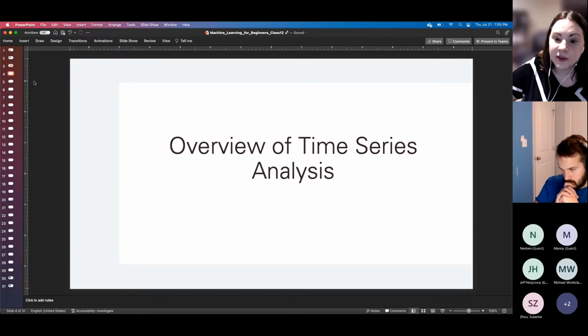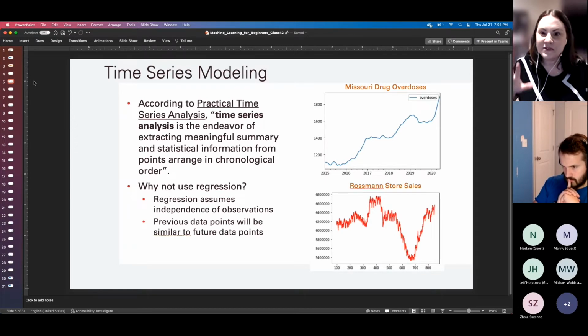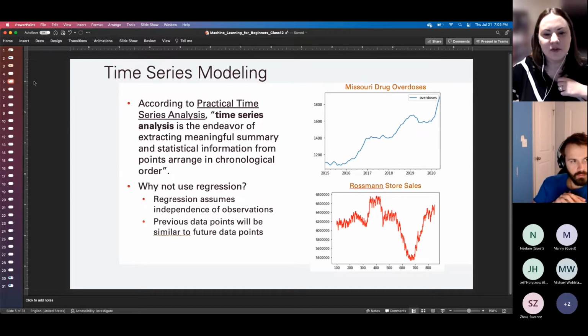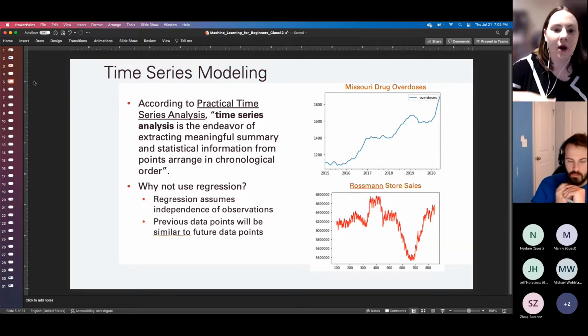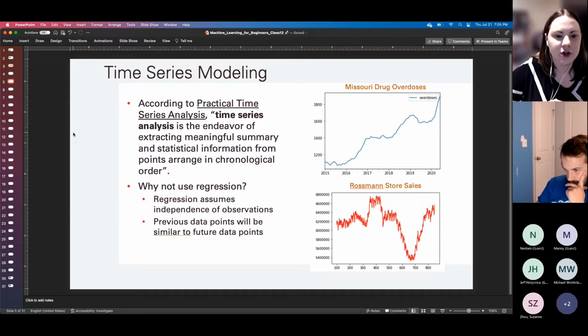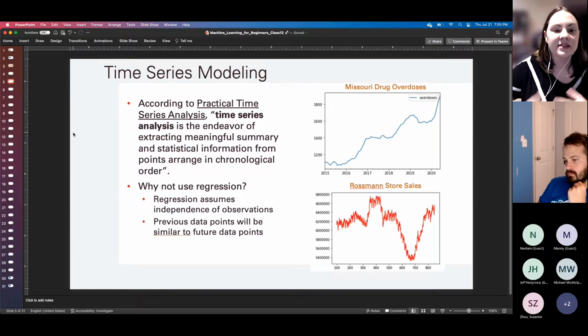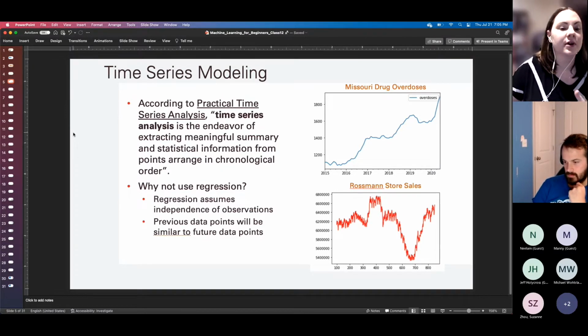All right, so I'll start with an overview of time series analysis. Bear with me if you've seen this before, because this is from the previous class. So I'm doing a little bit of a review from the last one. I really liked this particular definition and pulled it from some literature. According to the book Practical Time Series Analysis, time series analysis is an endeavor of extracting meaningful summary and statistical information from points arranged in chronological order.